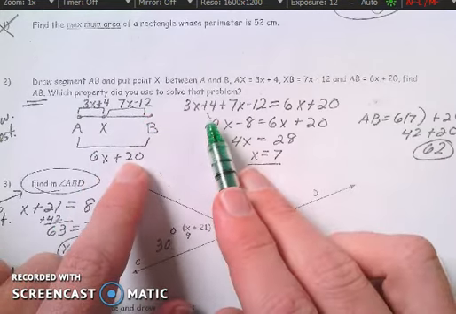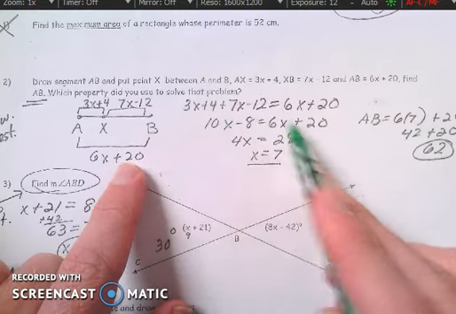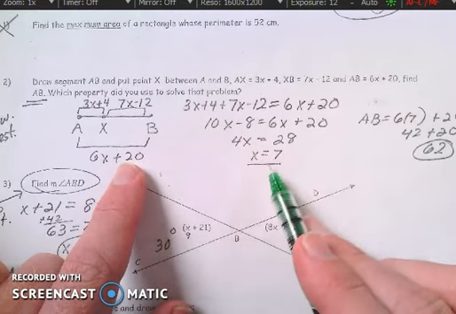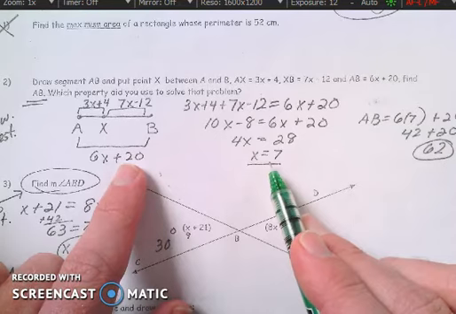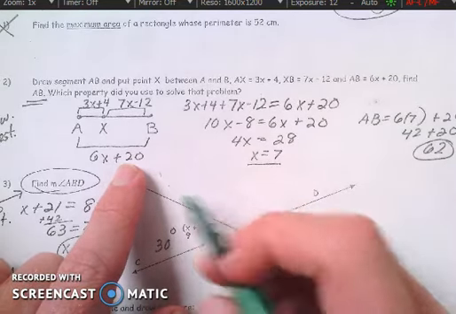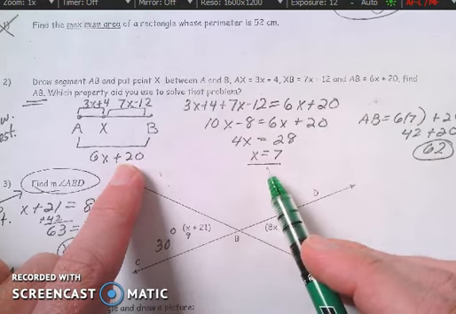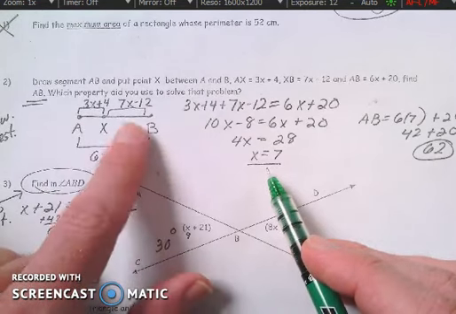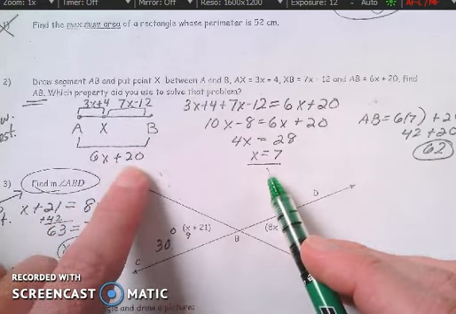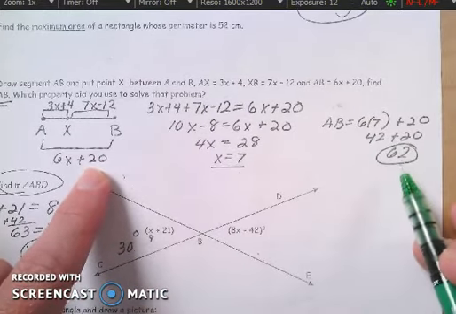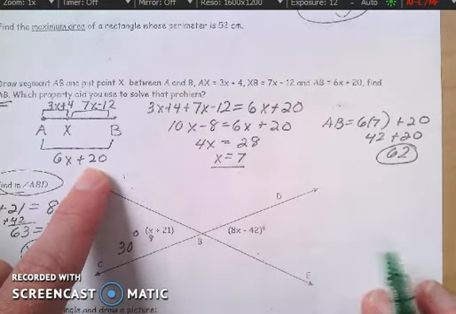So we should use segment addition postulate, add them up, set them equal to 6x plus 20, we get 7 as our value. Then it asks us to not only find x, but to find AB. So we're going to take AB, which is the whole piece here, which we know is 6x plus 20, and we're going to plug 7 in, and that's how we get 62 as our answer.